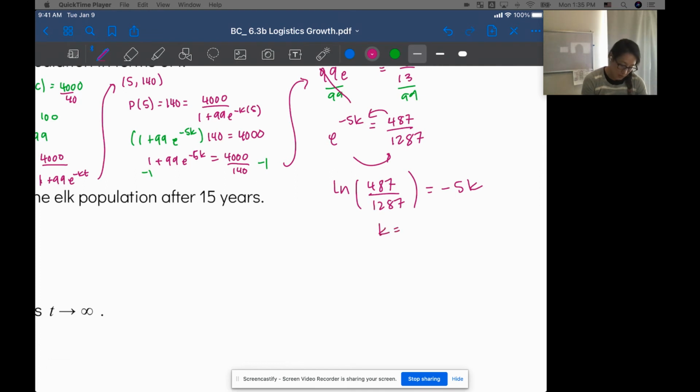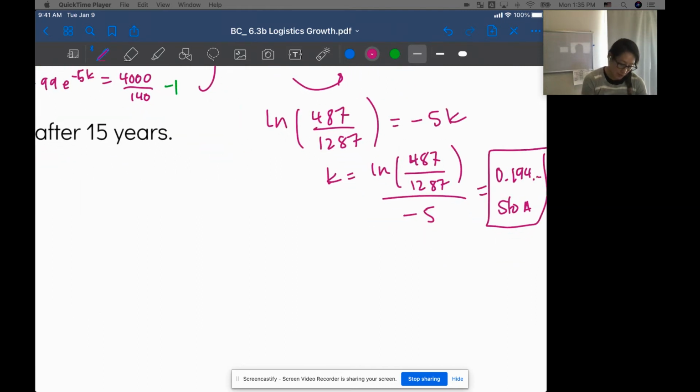We just got k is equal to the ln of 487 over 1,287 divided by negative 5, which is equal to 0.194, and I am going to store this as A. Okay, we definitely need that. And so now I can fill out my model.